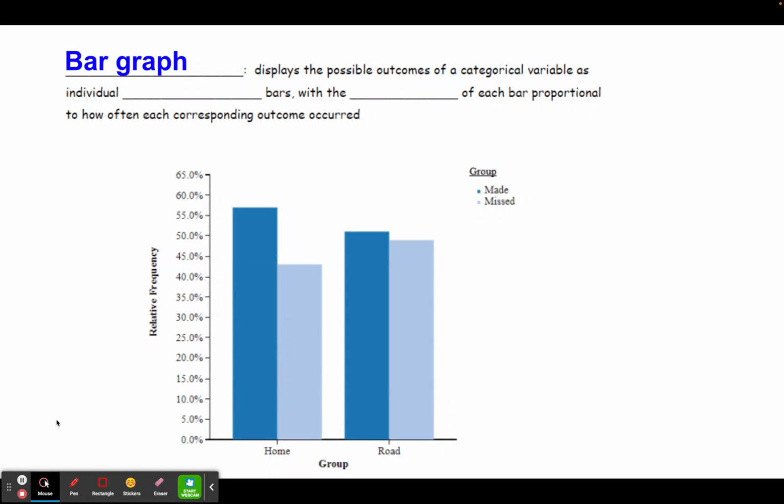Now we're going to look at a bar graph, and a bar graph displays the possible outcomes of a categorical variable as individual equally wide bars, with the height of each bar being proportional to how often each corresponding outcome occurred. And so we have an example of a bar graph here, and this bar graph shows the same information that we showed on our previous circle graph or pie chart.